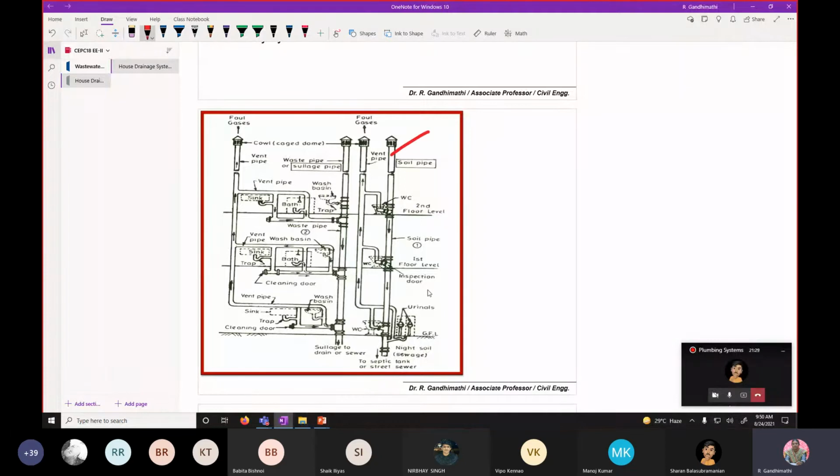The first one is the soil pipe. The soil pipe is connected to the water closets as well as the urinals, and this is also connected with a vent pipe. Similarly, another one is the waste pipe or sullage pipe. This is connected to the vent pipe. Totally, you can see the 4 vertical pipes to carry the complete wastewater from the houses to the street drains.